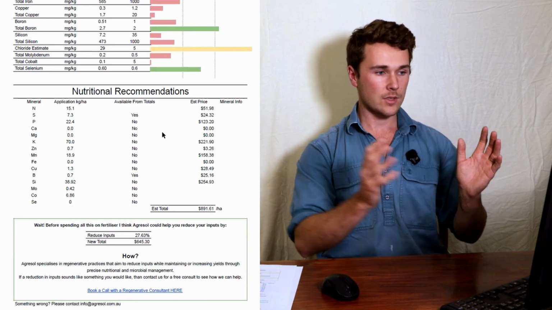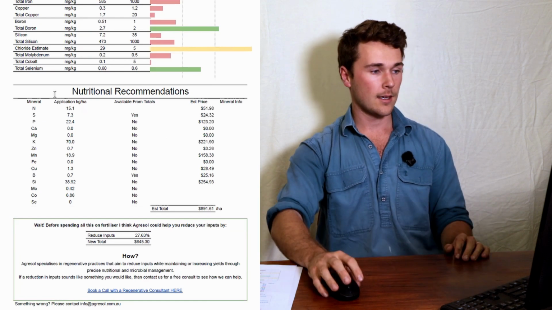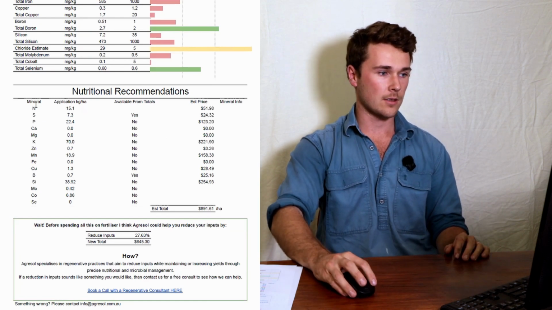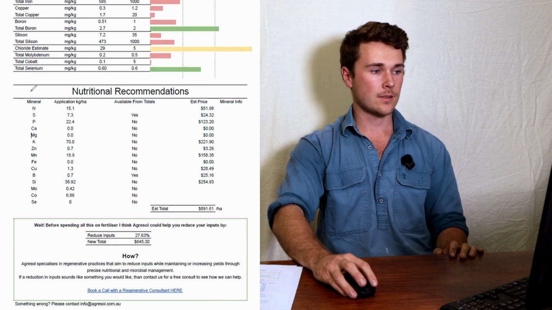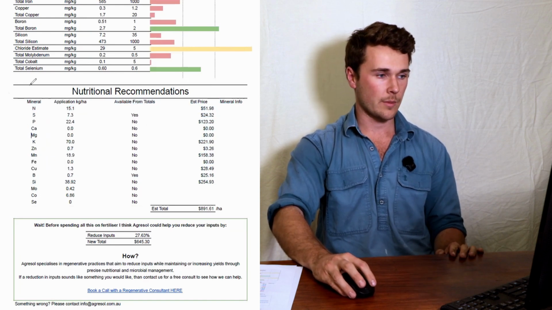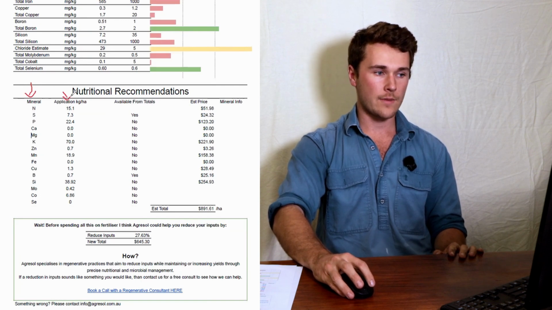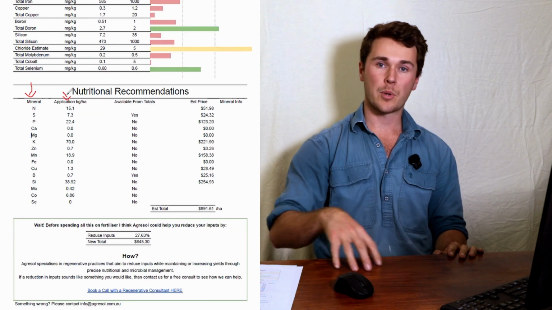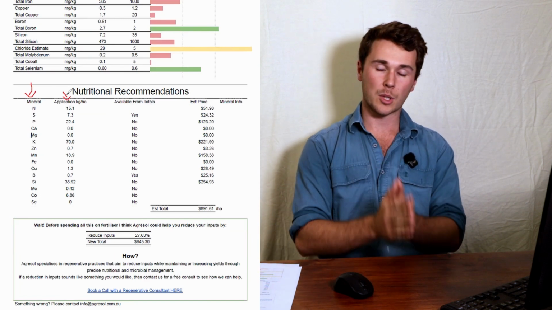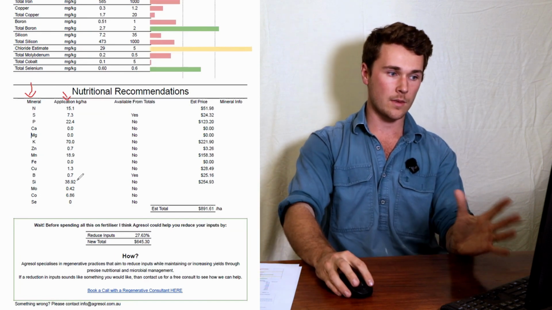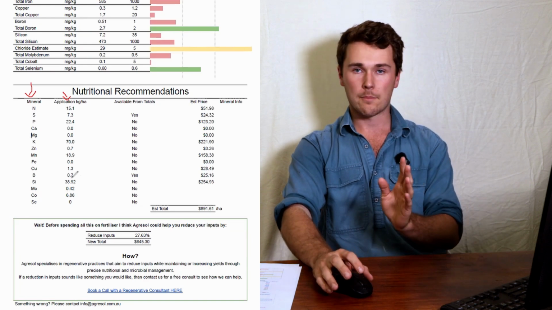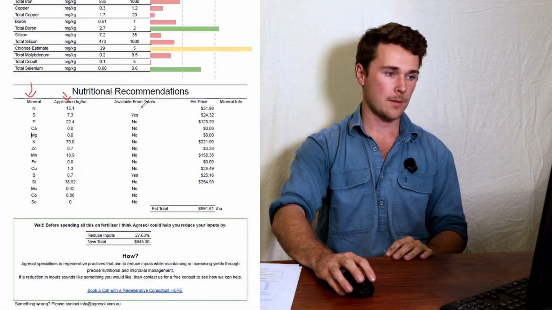So what I've done is I've just done this for free for you, and there's a few important things to note. So we have our minerals coming down the side here, and so there's a few things to note on our nutritional recommendations. So the first one's mineral. That's pretty obvious. Our application of that mineral in kilos per hectare. So it's not the product, but it's a mineral. So then you've got to convert this into the product application per hectare.